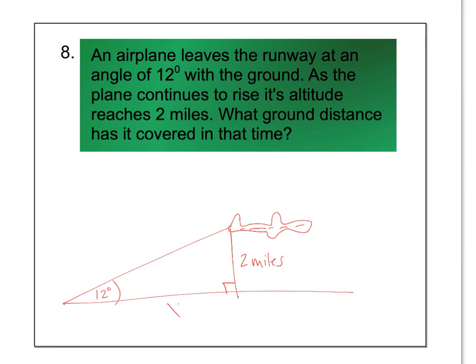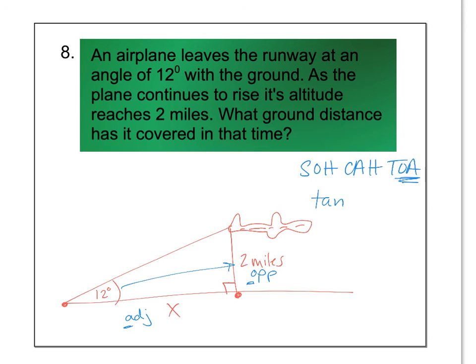So we want to know from here when it took off to here when it reached 2 miles in altitude, what was x? What was that ground distance covered? Think about what sides you're working with. 2 is opposite, x is adjacent. Think about SOHCAHTOA. And you're going to pick the one with the A and the O. A and the O go with TOA.